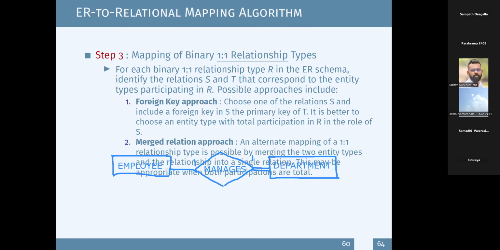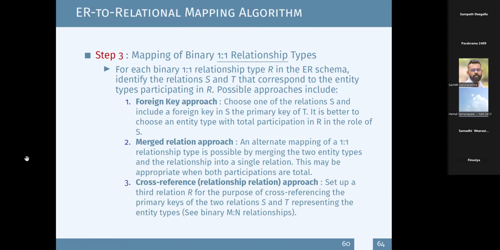Then the third type is you can use a separate relation. This could be used for any relation, irrespective of whether it's one-to-one, one-to-many, or many-to-many. You will create a separate relation where you take the two primary keys and, combining the two primary keys, you are going to create the primary key, right? So this is the third option. So which option?